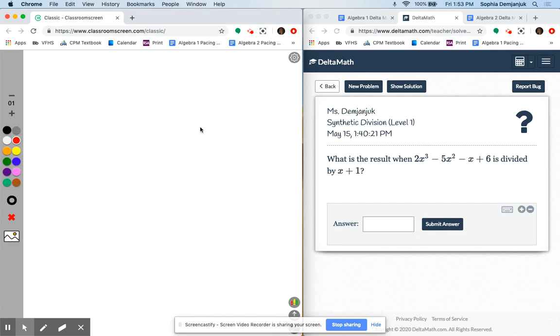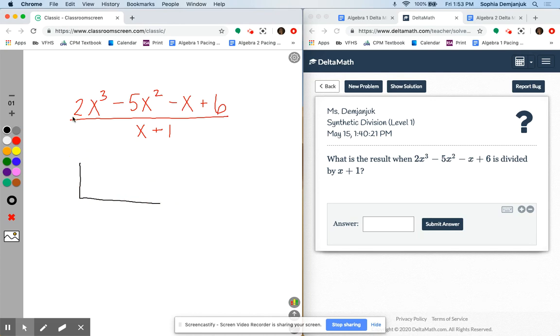I was given 2x to the 3rd minus 5x squared minus x plus 6. And I need to divide that by x plus 1. So I'm going to draw my little synthetic division table with coefficients. My numerator coefficients are 2, -5. This negative x is really like a -1, and positive 6. So 2, -5, -1, positive 6. And then we need to find out what goes on the left of it. Remember, that was just taking the denominator, x plus 1, and solving for x. So subtract 1 from both sides. We get x equals -1.